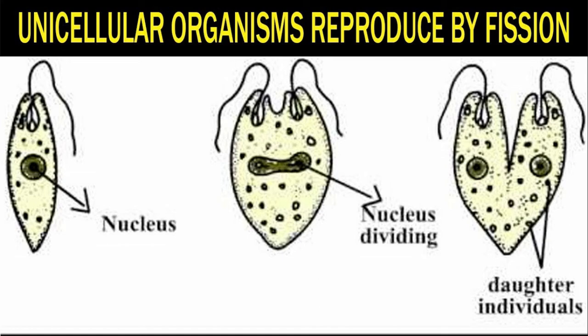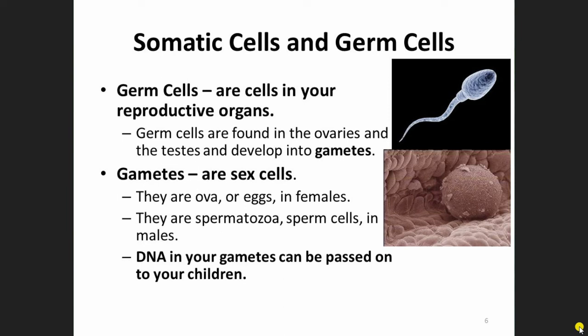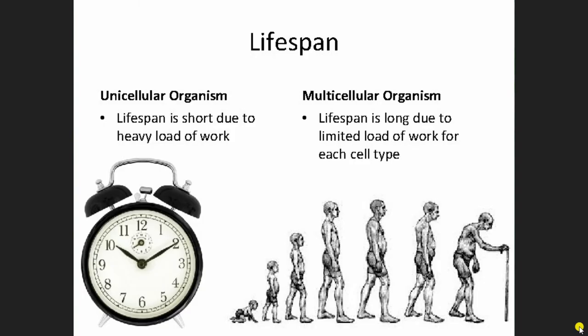Two kinds of cells are present in the multicellular organism. One is the somatic cells, another is the germ cells. Somatic cells are able to increase the height, the weight and the number of cells in the body so that growth takes place. But germ cells are called the reproductive cells, and they are responsible for the reproduction of the new generation. And in the case of unicellular organisms, the lifespan of the individual is short.